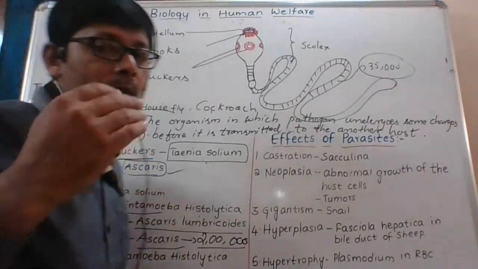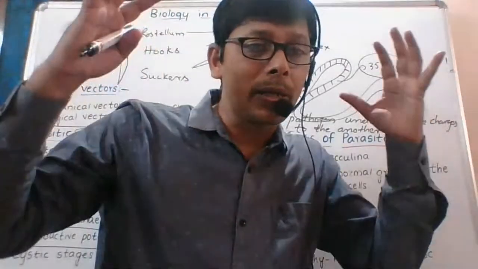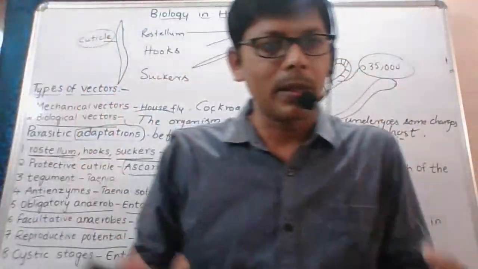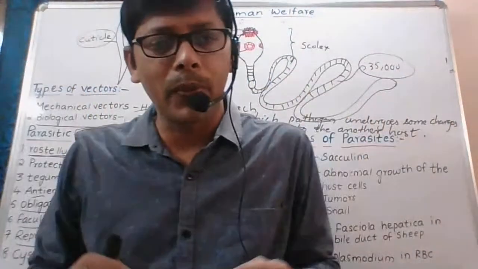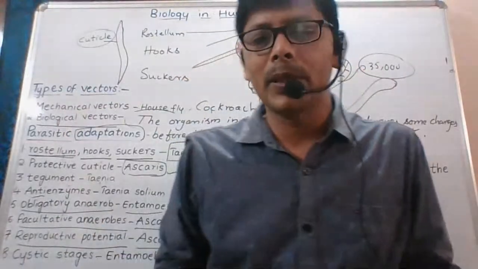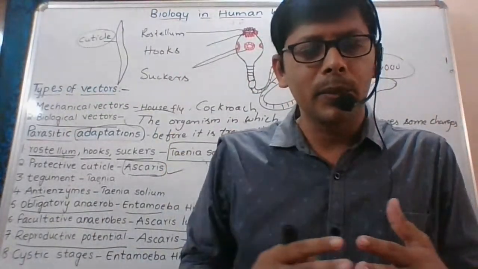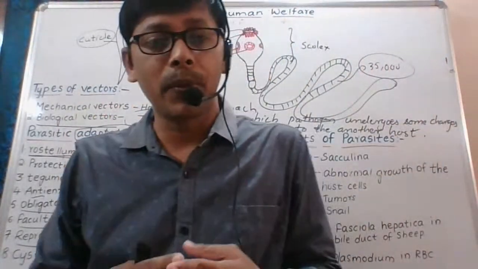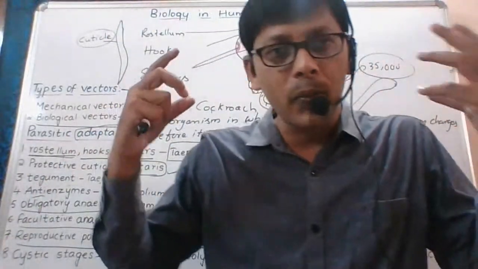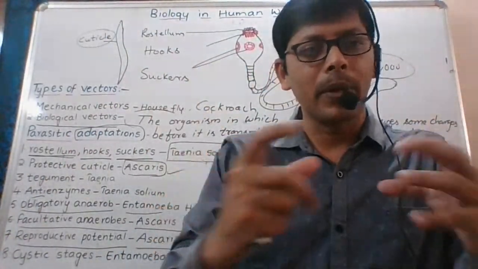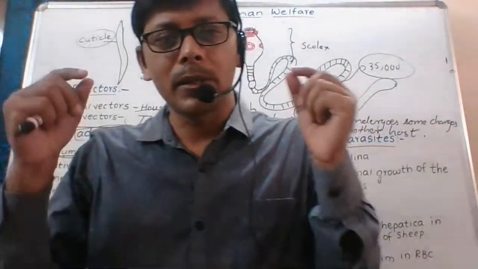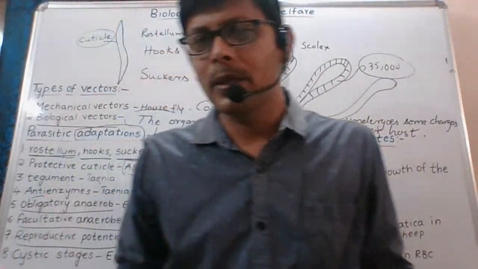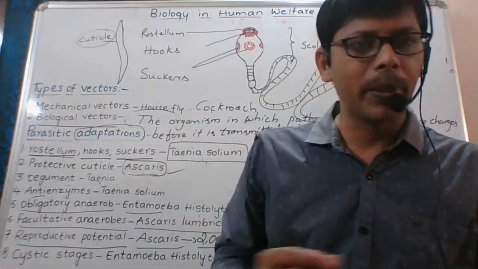In these animals, morphological and anatomical structures are greatly simplified. Sense organs are not present in these animals, or even if present, they are very simplified. The circulatory system is simplified, the respiratory system is simplified, the nervous system is simplified, but there is more emphasis on reproduction. The reproductive system is well developed, and this is very important. Which system is well developed in parasites? The reproductive system is well developed in parasites.